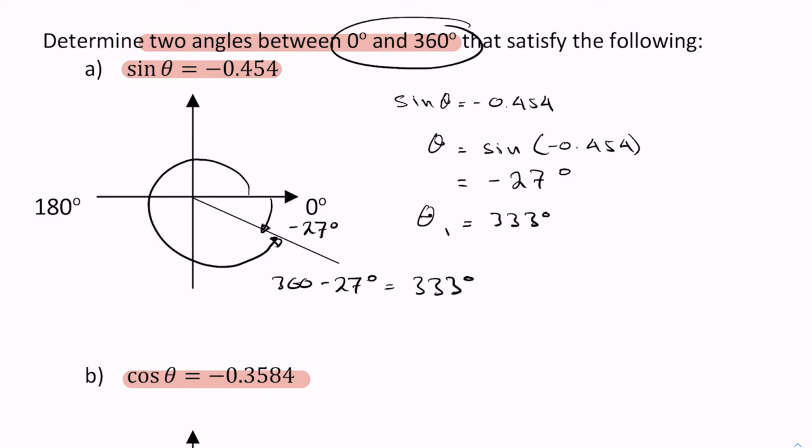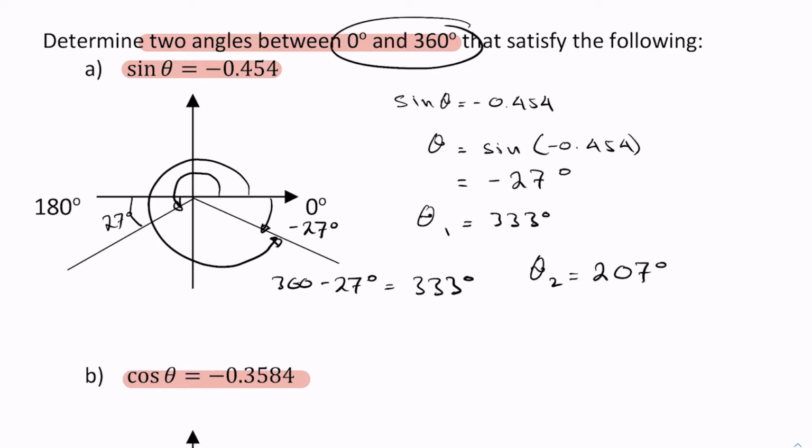Where's theta 2? Well, we are negative here, so where else is sine negative? That's going to happen in quadrant 3, and I need a reference angle of also 27. So I'm going to have 27 over here, and my value will be 180 plus 27, so theta 2 is going to be 207 degrees.